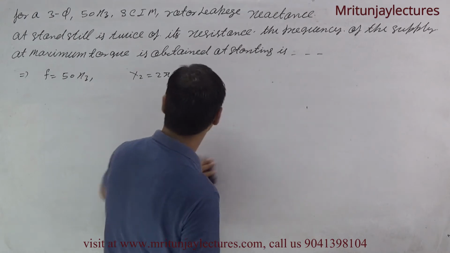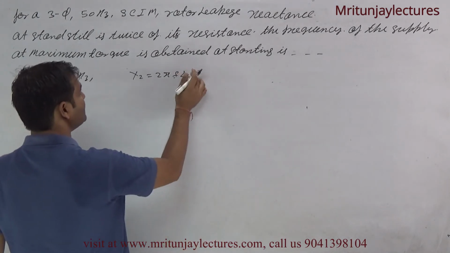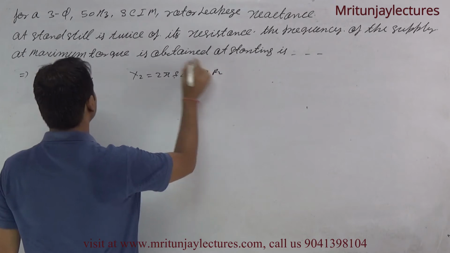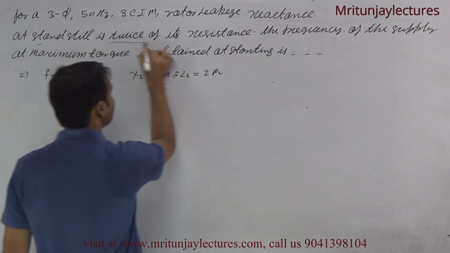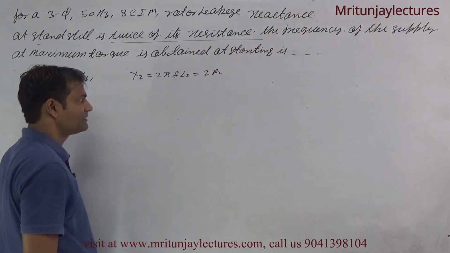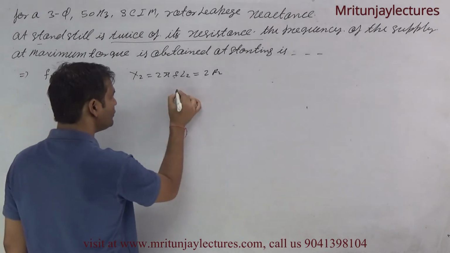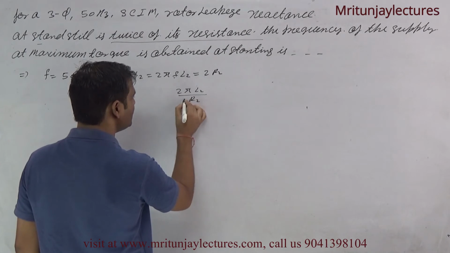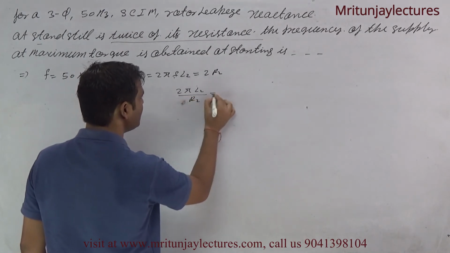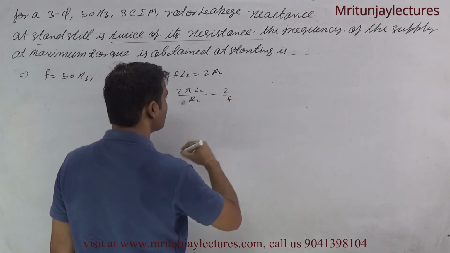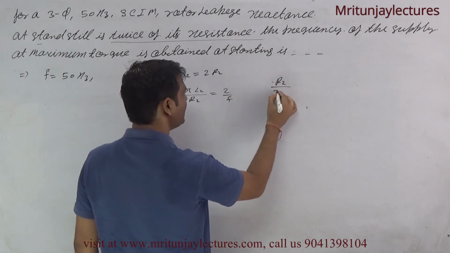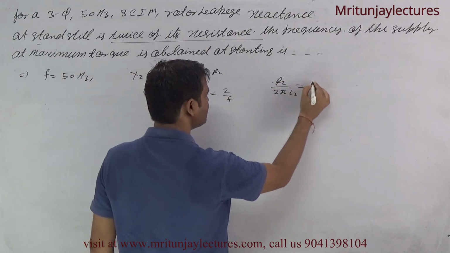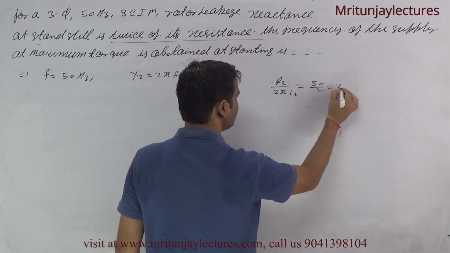Now this one is given: 2 pi R2, at standstill, is twice its resistance. So 2 pi L2 divided by R2, or you can say that R2 divided by 2 pi L2 is written as 50 divided by 2, that is 25 Hz. Clear?